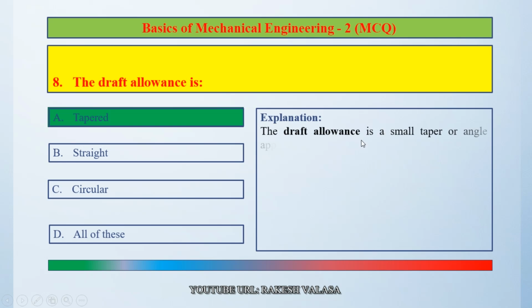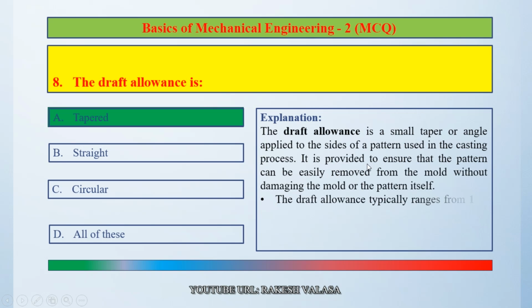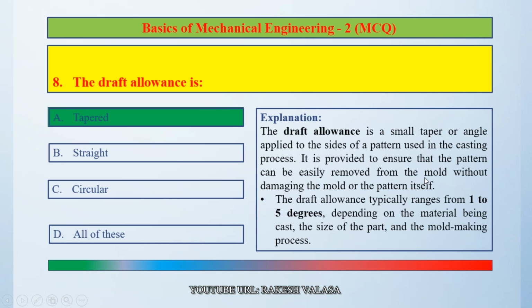The draft allowance is a small taper or angle applied to the sides of a pattern used in the casting processes. It is provided to ensure that the pattern can be easily removed from the mold without damaging the mold or the pattern itself. The draft allowance typically ranges from 1 to 5 degrees, depending on the material being cast, the size of the part, and the mold making processes. So the correct answer is option A, that is tapered.